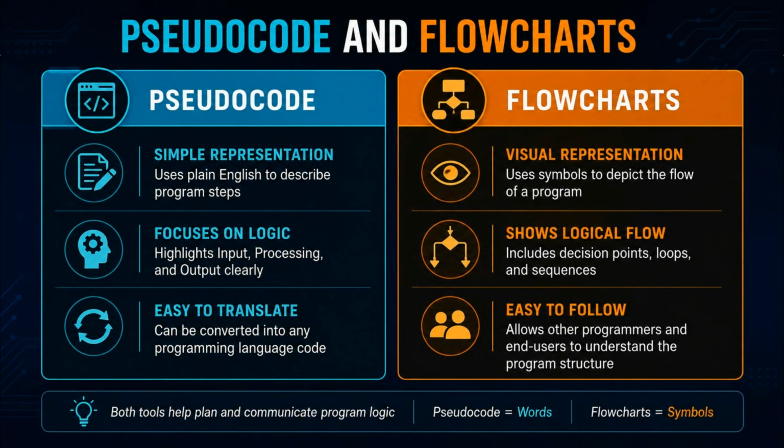Pseudocode is a simple, plain English representation of a program's steps, focused purely on logic, highlighting input, processing, and output clearly, and easy to translate into any programming language. Flowcharts are the visual counterpart, using symbols to depict the program's flow, including decision points and loops, easy for other programmers, or even non-programmers, to follow and understand the structure.